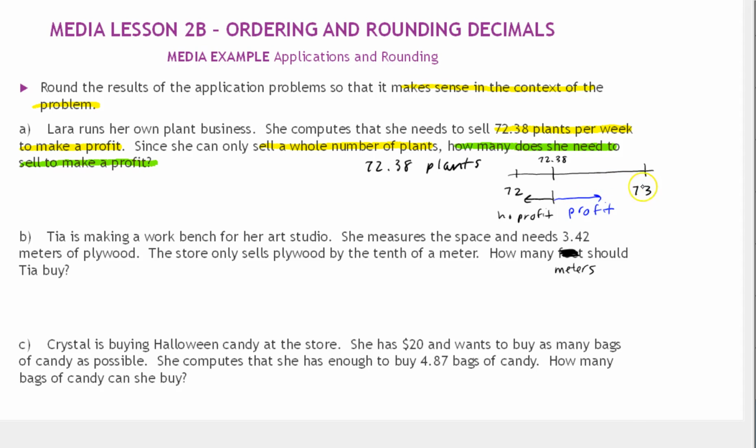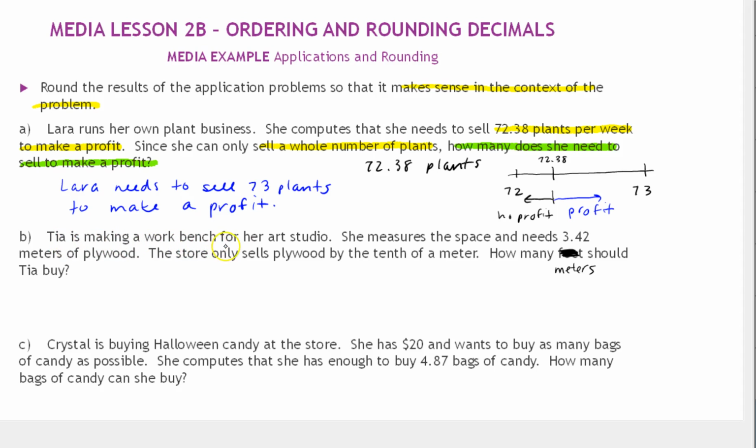So, since the smallest number greater than this value is 73, Lara needs to sell 73 plants to make a profit. Okay, so again, this is counter to our regular convention for rounding. So in application problems, you need to round in a way sometimes that makes sense. Okay, let's look at the next one.